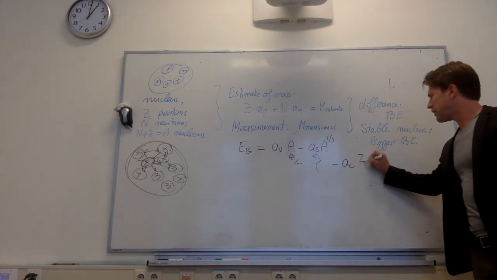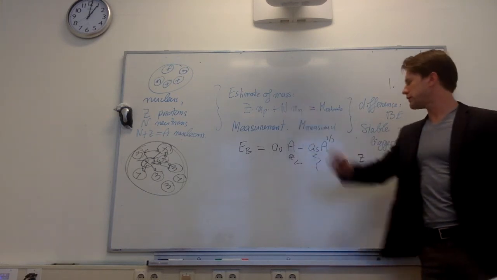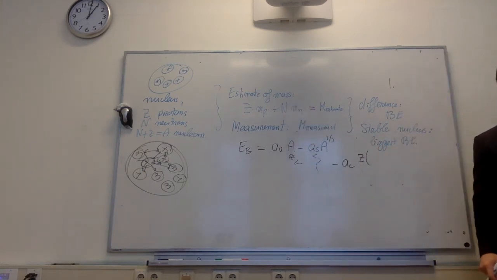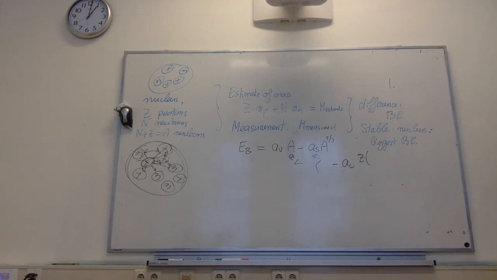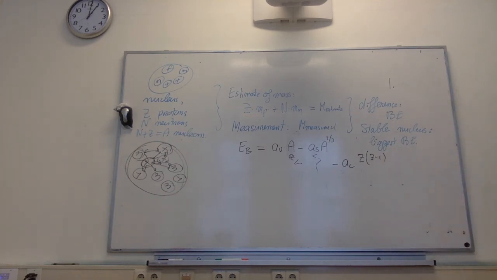So we take one proton, Z, this is the number of protons. How many other protons does it have to repel against? All the other ones, so it would be Z minus 1. There you go. Not C.